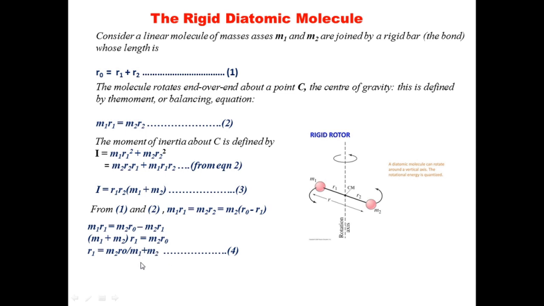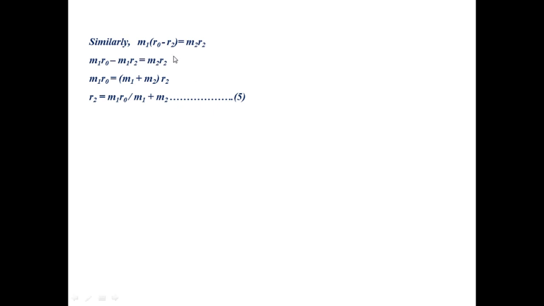Similarly, we can calculate r2 from the same equation, that is m1 r1 is equal to m2 r2, and we are substituting for r1 from r1 is equal to r0 minus r2. So we can write m1 into r0 minus r2 is equal to m2 r2. Expanding, m1 r0 minus m1 r2 is equal to m2 r2. Therefore, m1 r0 is equal to m1 plus m2 into r2, and r2 is equal to m1 r0 by m1 plus m2.